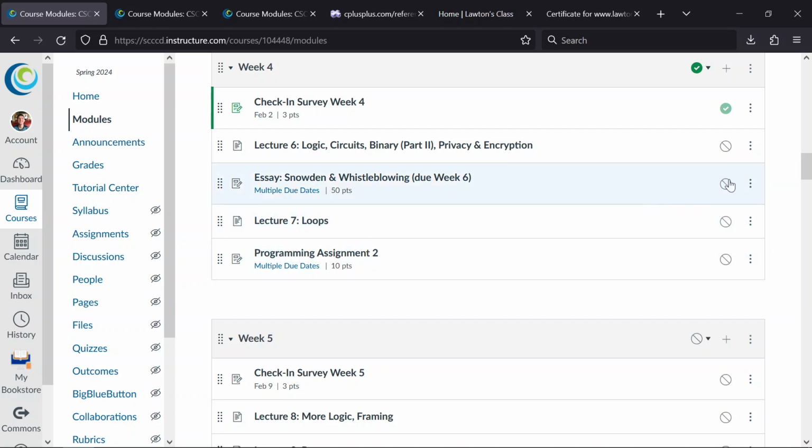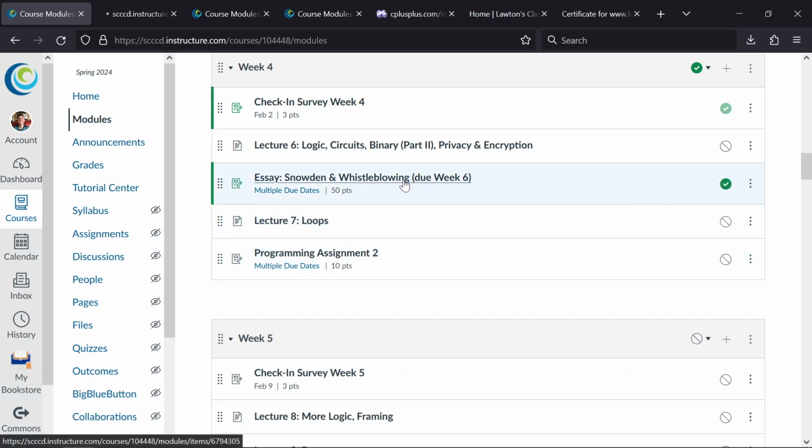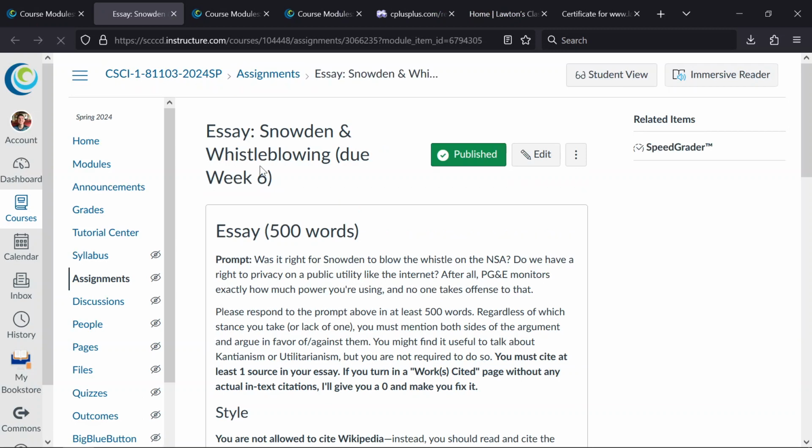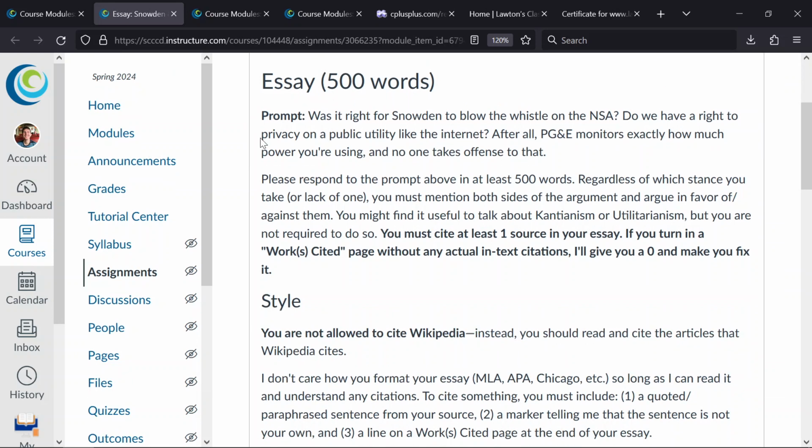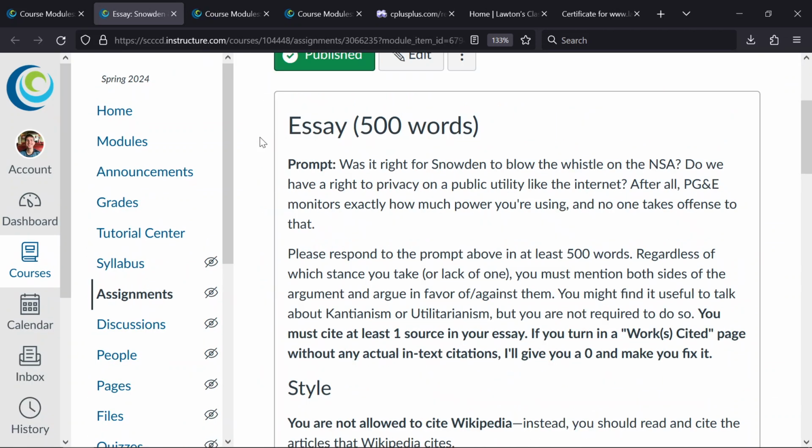So let me release that. Another word for him and also Chelsea Manning was whistleblowers. All right? They blew the whistle on something that they considered to be wrong. And so here is your essay idea. Okay, here's what I want you to think about.